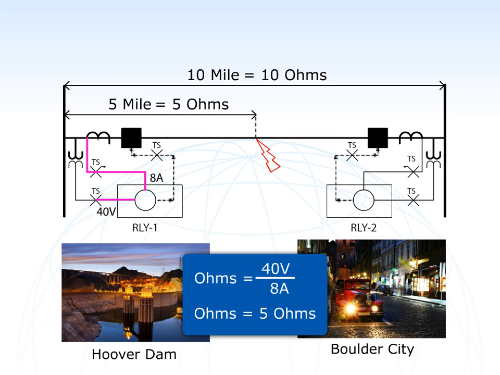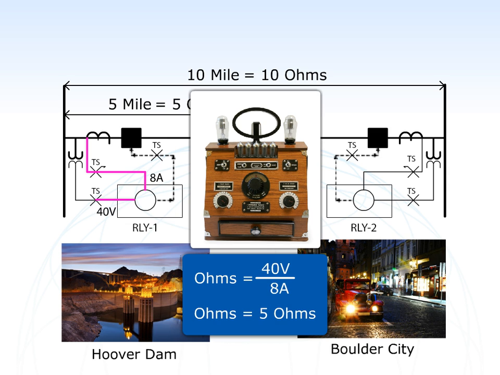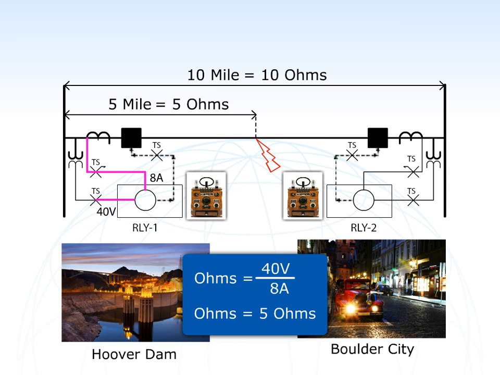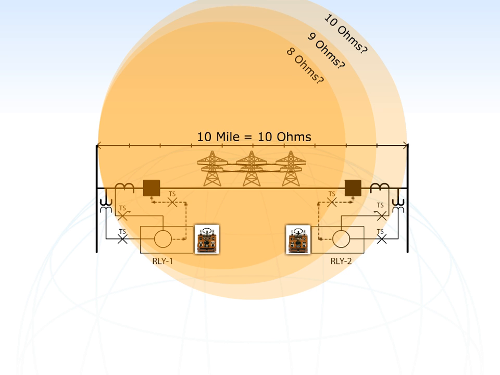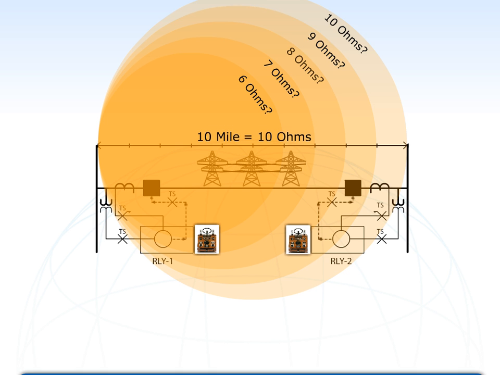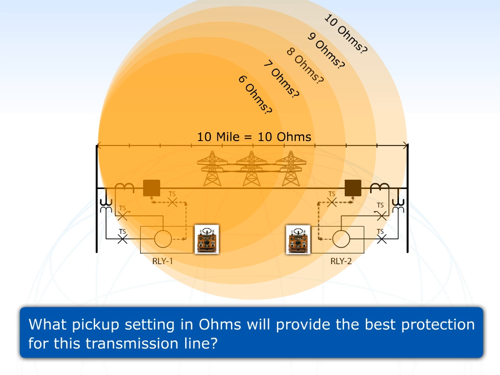You've come up with a great solution to the problem that can be applied to any transmission line as long as you can calculate the line impedance. You've gone into your workshop with this information and created an impedance relay that will only look for faults in the forward direction. Your creation has an adjustable pickup system so that you can apply this relay to any transmission line, and now it needs a setting for the 10 ohm power line we started with. What pickup setting in ohms will provide the best protection for this transmission line?